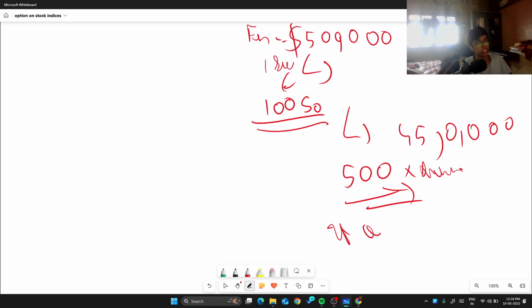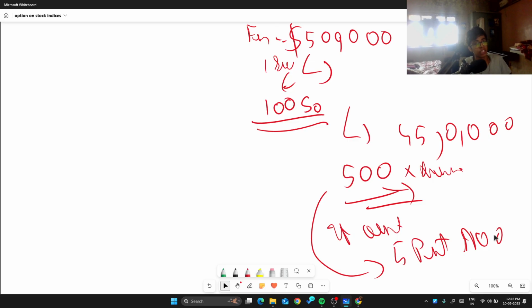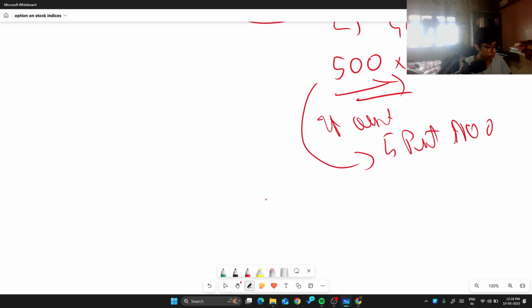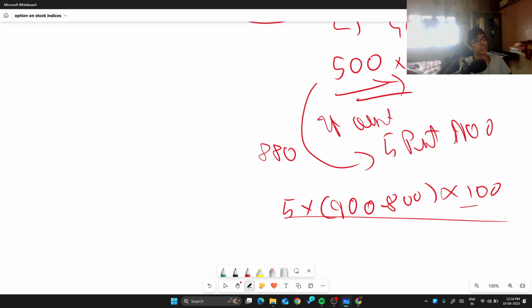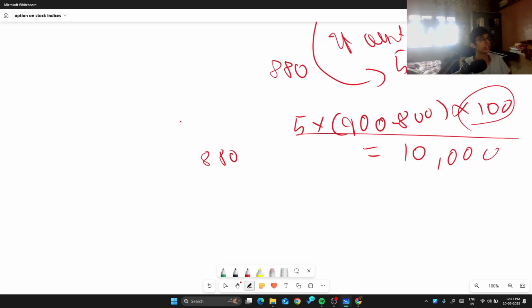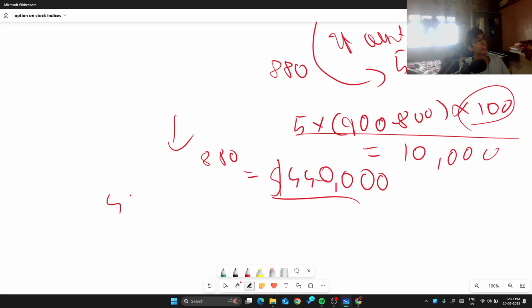If we have to hedge our position, we will buy five put options with a strike price of 900. If the price goes below 900, say the price goes to 880, our total payoff would be 5 times (900 minus 880) times 100, and that would be $10,000, right? And our loss, if the index has gone down to 880, is that our current portfolio value would be $440,000, right? So we have to maintain our balance, right?